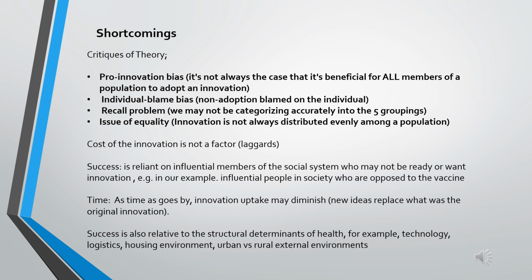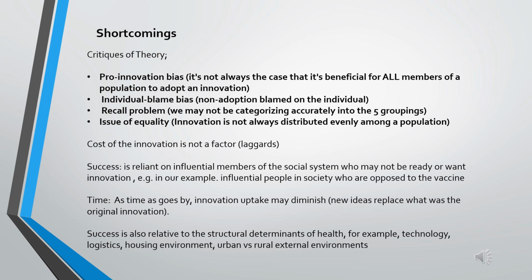The theory has some critiques, including that it shows pro-innovation bias, which means that whilst new ideas and innovations might be very popular with the scientists and the innovators who design them, it's not always the case that it's beneficial for all members of the population to adopt an innovation. The theory may contain some individual blame bias, whereby the non-adoption of innovation is blamed on the individual rather than the implementation strategy. The theory may suffer from recall problem in terms of categorizing individuals within those 5 groupings.